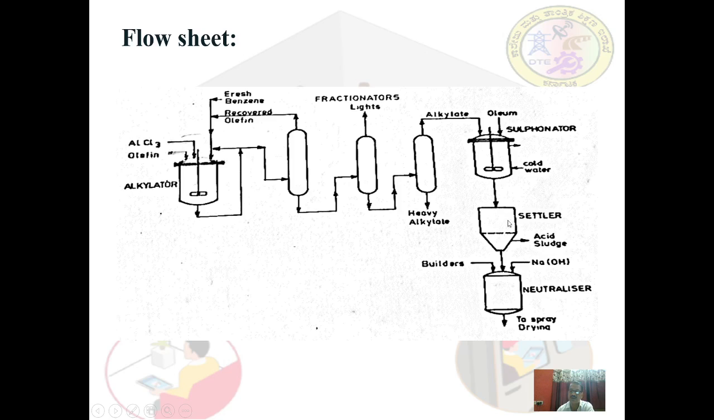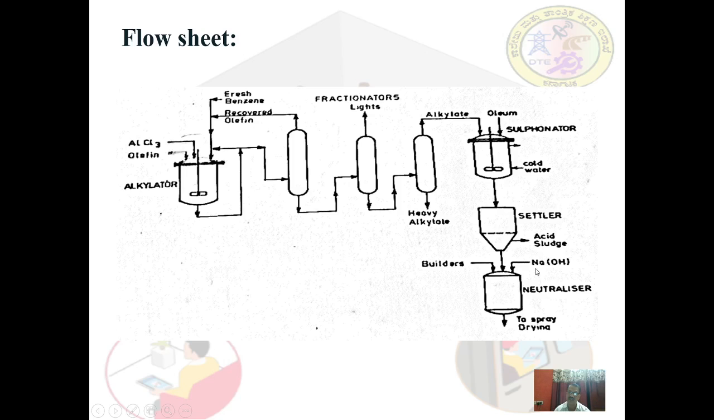The product is dropped into a settler where it settles and acid sludge is taken out from the bottom, and the sulfonated ABS, alkyl benzene sulfonate, is then fed to a neutralizer where the required amount of builders, that is to boost the properties of the detergent, is fed into this, and also a small amount of sodium hydroxide is added to neutralize the excess acid, that is oleum, which is added to this sulfonator.